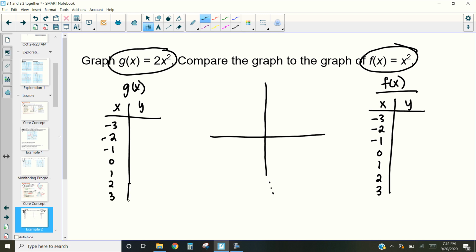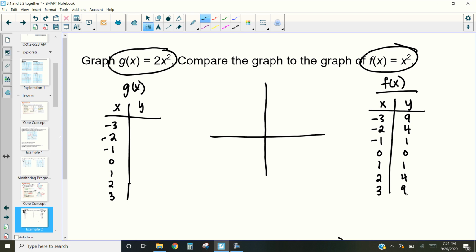Okay, let's see what happens here. As I substitute my values in, for x squared, -3 squared is 9, -2 squared is 4, -1 squared is 1, 0 squared is 0, 1 squared is 1, 2 squared is 4, and 3 squared is 9.